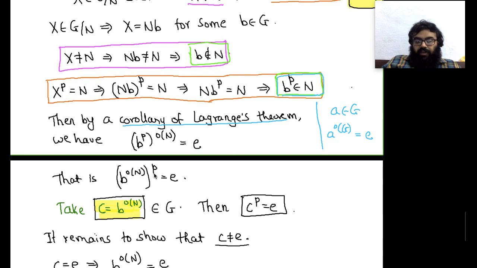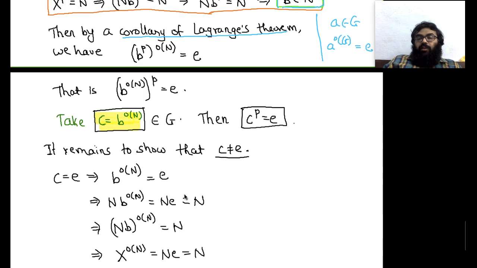b power order of n, power p is identity, and this is the element which we are looking for in G. So call c equals b power order of n. Then automatically we get c power p is identity. Only thing remaining is to show that c is not identity.